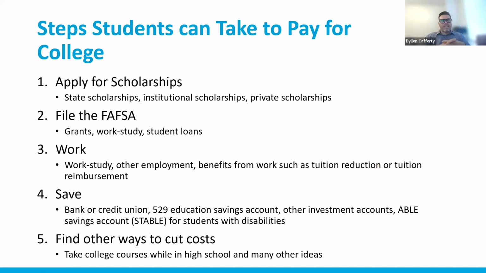So some steps students can take to pay for college. This is kind of some action items for them. Many of you are very aware of this, but they can apply for scholarships. We've got a lot of scholarship opportunities in the state from our colleges or even private scholarships. Filing the FAFSA. If you don't know this already, the FAFSA has been delayed this year and students won't be able to file it until December. At least our seniors won't. And then the following year, we should go back to normal of it opening in October. So grants, work study, student loans that give students access to those, as well as some scholarship requirements.